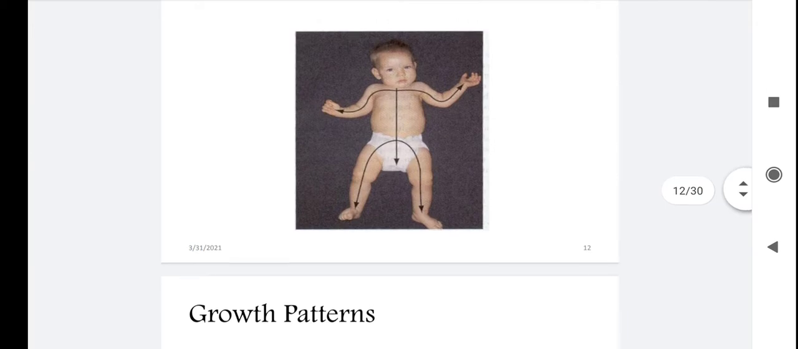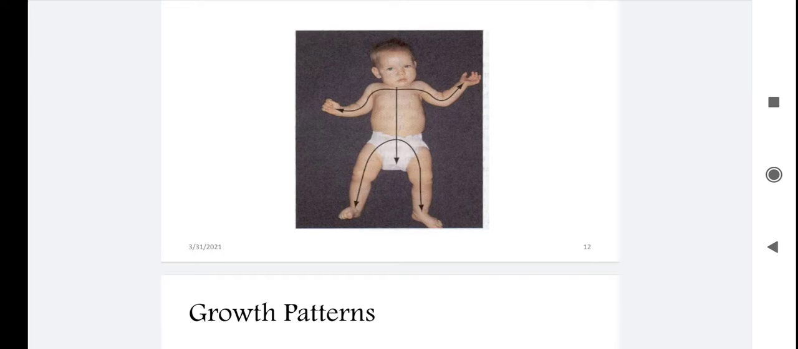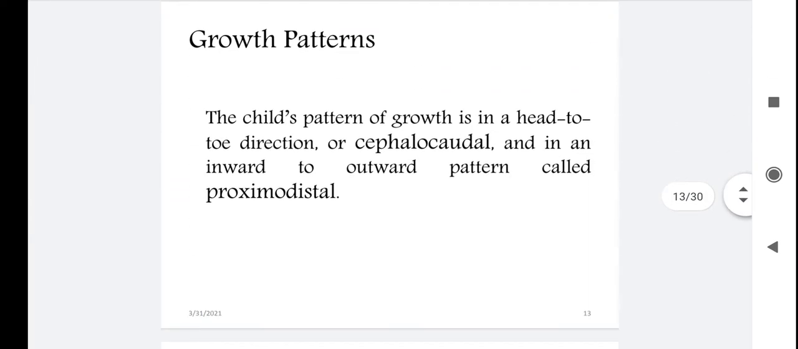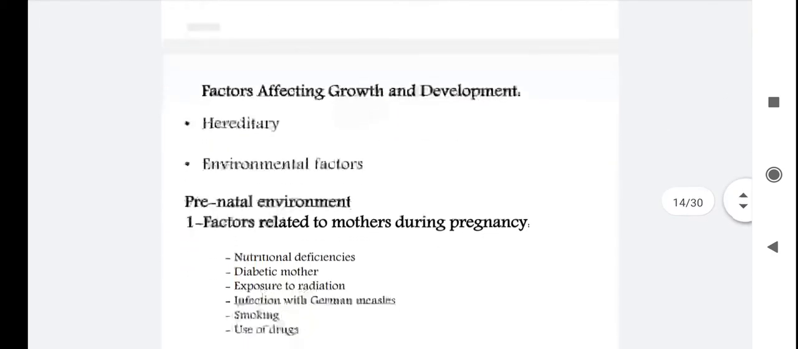Here we can see this in this diagram, from head down, central to peripheral. The child's pattern of growth is in a head-to-toe direction, or cephalocaudal, and in an inward to outward pattern called proximodistal.